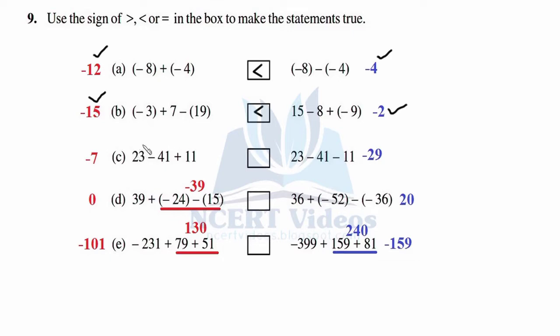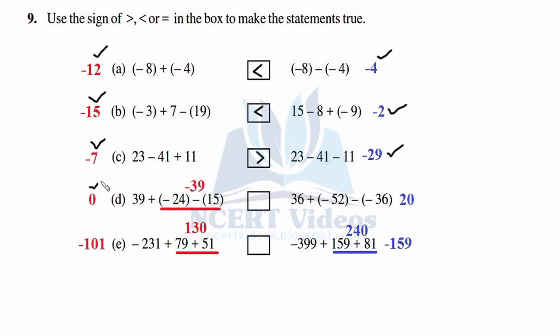For question number 3, 23 minus 41 plus 11. 23 plus 11, we will get 34. 34 minus 41, so we will get minus 7. On the other side, 23 minus 41 minus 11, minus 41 minus 11, that is minus 52. Minus 52 plus 23, so it is minus 29. Out of them, minus 7 is greater. So we have to write down minus 7 is greater than minus 29.